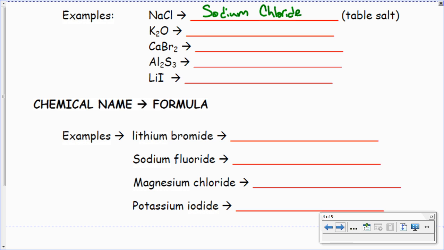K2O. Well, K is potassium, and that's going to be positively charged, potassium. And oxygen, but that's coming second, so we have to change it to oxide. Oxygide? No. Oxide. You're changing the suffix on the name to "-ide".